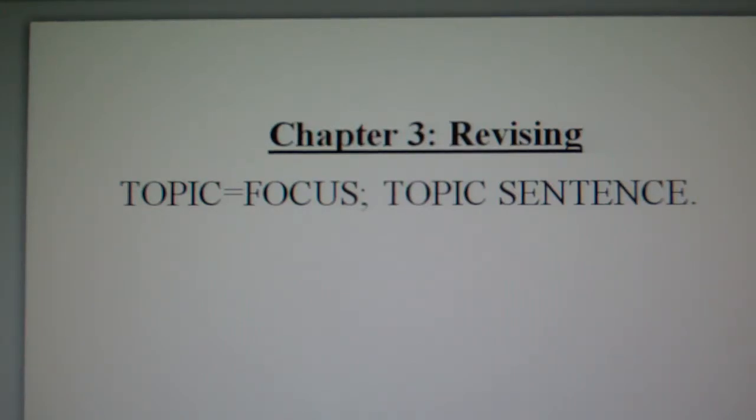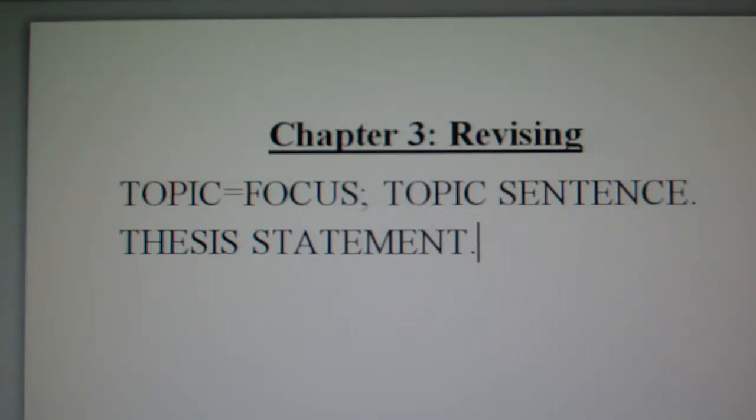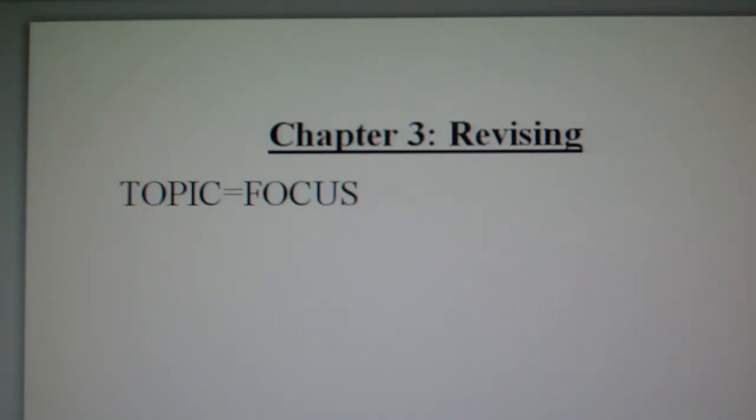And we have not spent a lot of time on thesis yet, but I'm going to write that up here under topic because it is pretty important. And we're going to get to a point in class very soon where we're going to touch base with thesis, but it does relate to your focus of the essay. Are your topic sentences in check? And do you have a thesis that gives the overall idea of your paper? So let me back up then. That's number one, topic.